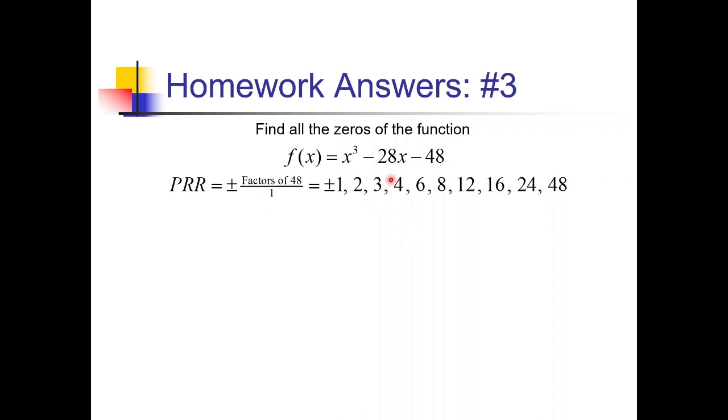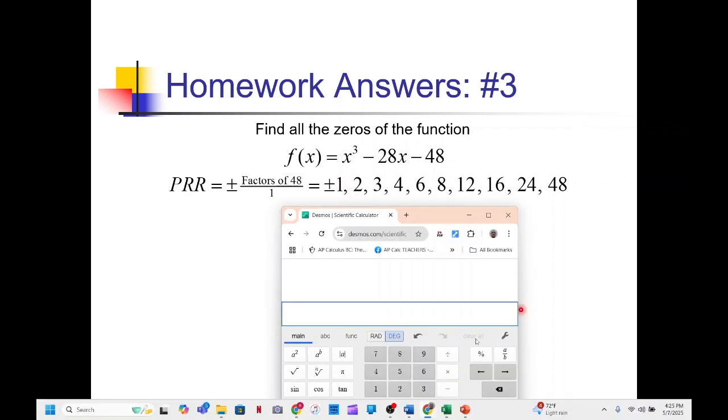So let's go ahead now and start plugging these into the function, which I'm going to do on Desmos, until I get a result of 0. So here on Desmos, let me set up my function f of x equals x cubed minus 28x minus 48. And let me do f of 1 to start the bidding here. That comes out to negative 75. I'm trying to get 0, so let me plug in negative 1. That gives me negative 21, and I'm just going through this list in order from left to right.